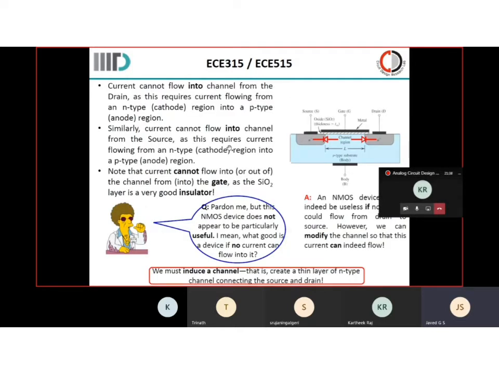Current cannot flow into a channel from the drain, as this requires current flowing from an N-type region, which is a cathode, into a P-type region, which is an anode. Similarly, current cannot flow into a channel from the source, as this requires current flowing from an N-type cathode into a P-type anode. Note that current cannot flow into or out of the channel from the gate, as silicon dioxide is a very good insulator.